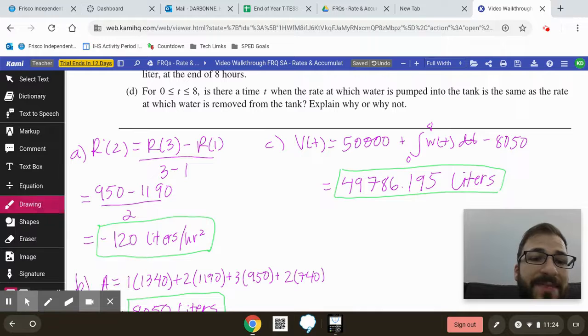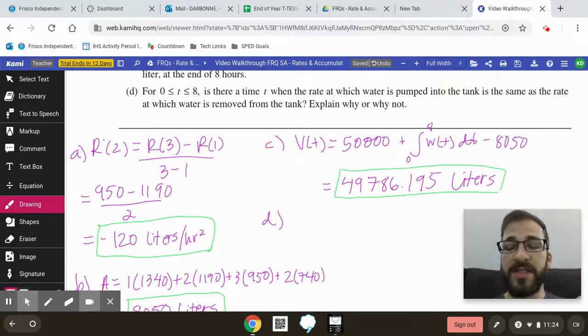All right, now the last part, part D. Is there a time t where the rate at which water is pumped into the tank is the same as the rate at which water is removed from the tank? And explain why or why not. Okay, so we want to know, is there a time where the rates are the same?